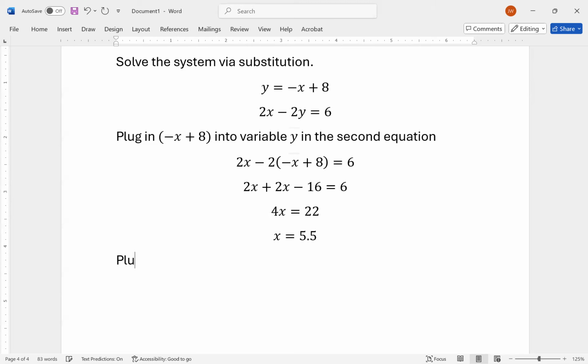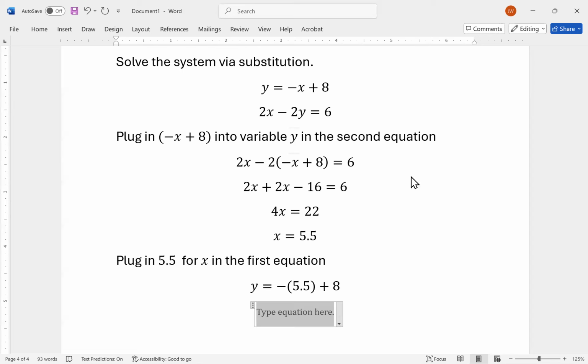Once I know that, I plug in 5.5 for my x. I'll do it in the first equation because that one's going to be easier to deal with. So I go y is equal to negative x plus 8, and then I replace this x with a 5.5. If I do that, I get a y value of 2.5.